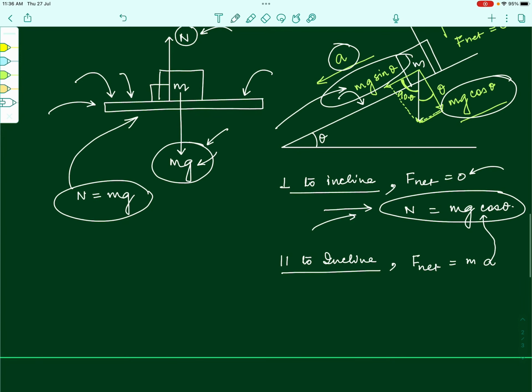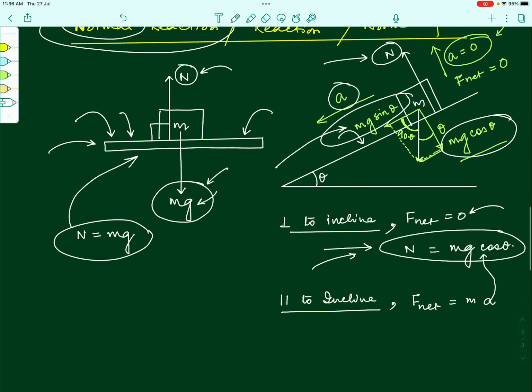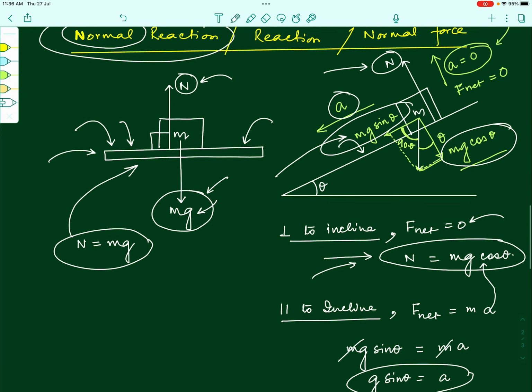And how do we use that? F net, the net force on the block along the incline, is mg sin theta, and that is equal to the mass of the block times its acceleration along the incline. You see here that from this equation we are easily able to get the value of a as g sin theta, which is the usual acceleration of a block slipping down an incline if there are no other forces acting on the block other than the force of gravity and the normal reaction coming from the incline.